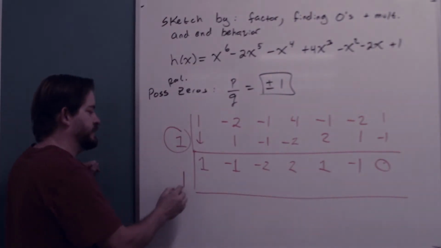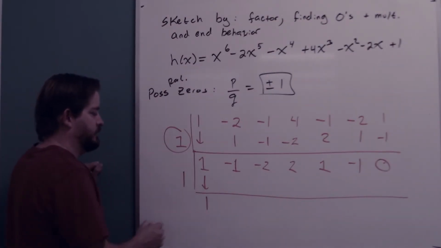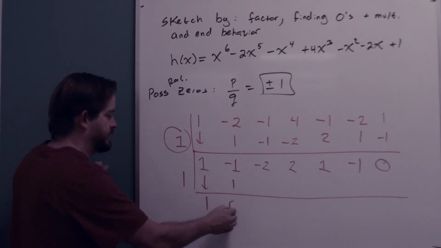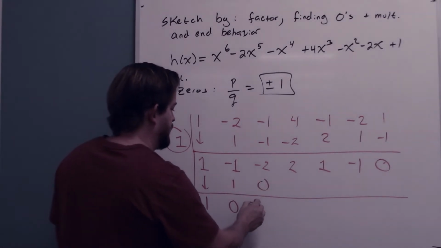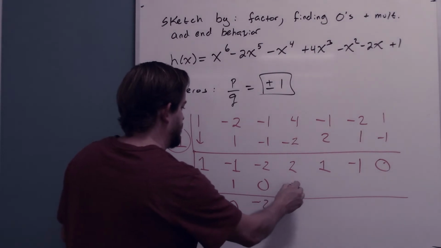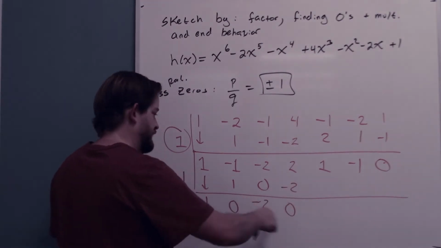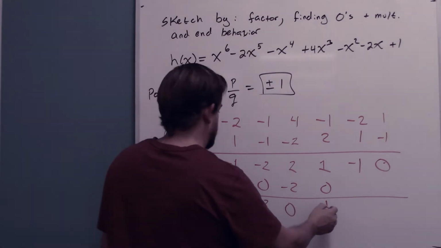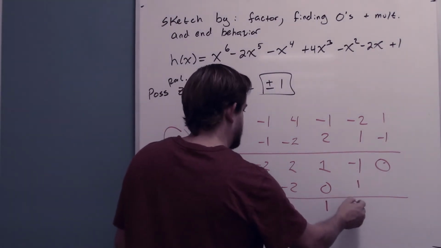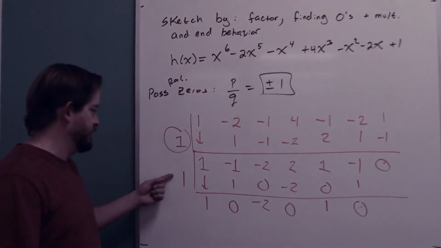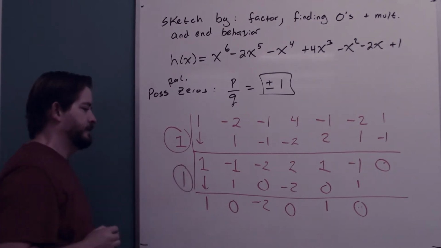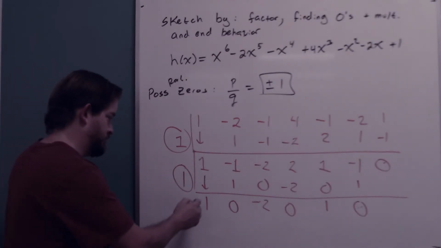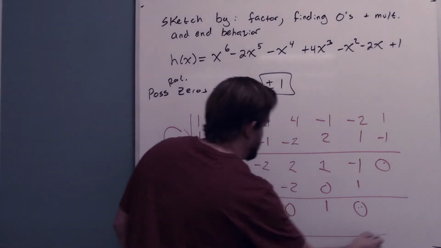Probably going to work a second time. The 1 drops down, 1 times 1 is 1, that's a 0, that's a negative 2, so that's a negative 2, and that's a 0, and that's a 0, that's a 1, that's a 1, and that's a 0, so it worked a second time, right? Try it again, because why not, right?